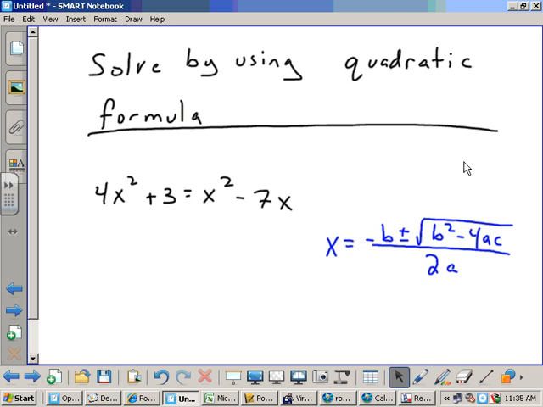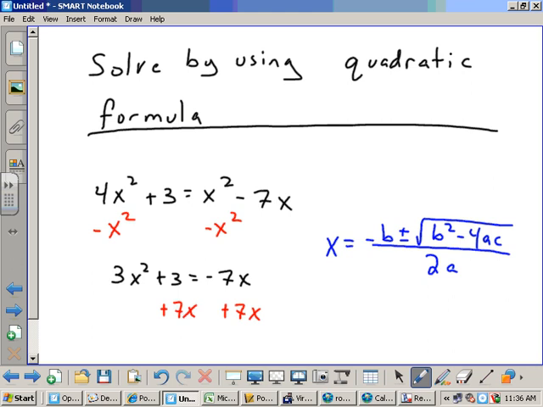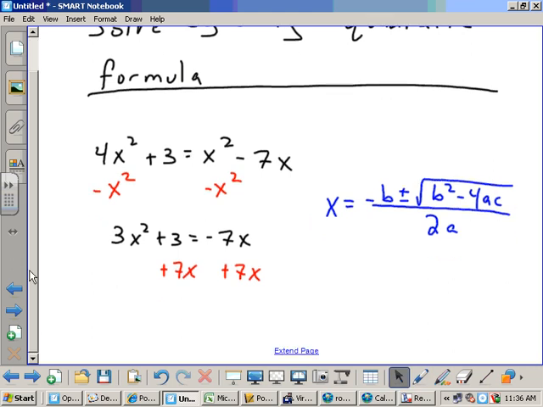And before we assign values of a, b, and c, our quadratic needs to be set equal to 0. So my first step, we're going to subtract x squared from both sides. So now we have 3x squared plus 3 equals negative 7x. And in my second step, we'll add 7x to both sides. So our quadratic, we have 3x squared plus 7x plus 3 equals 0.